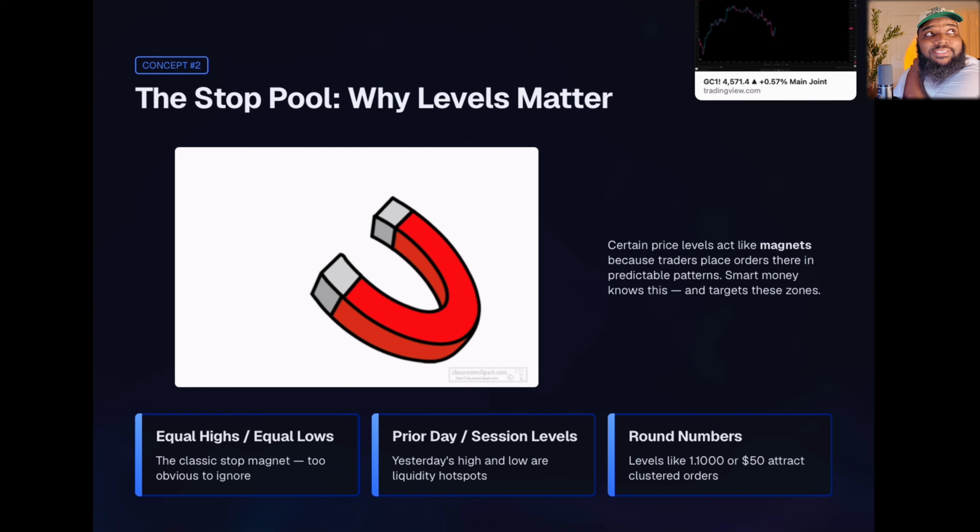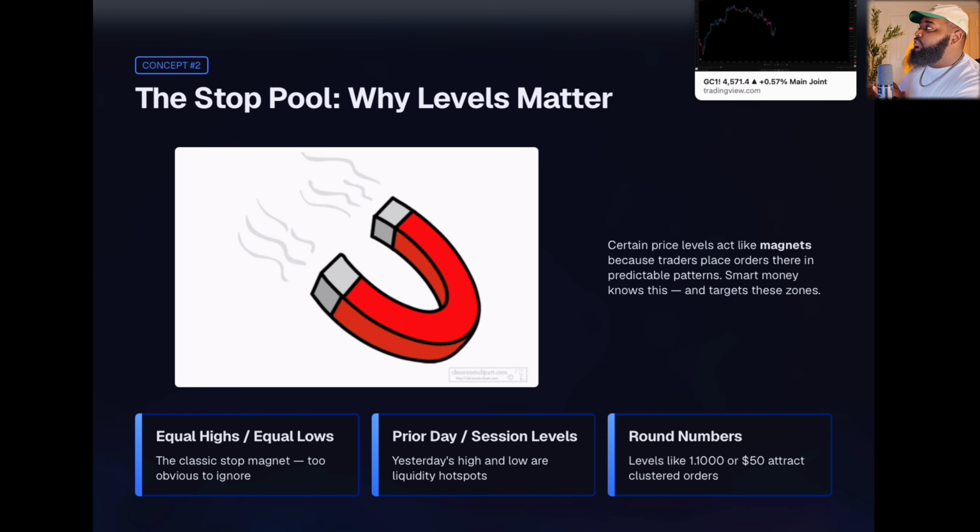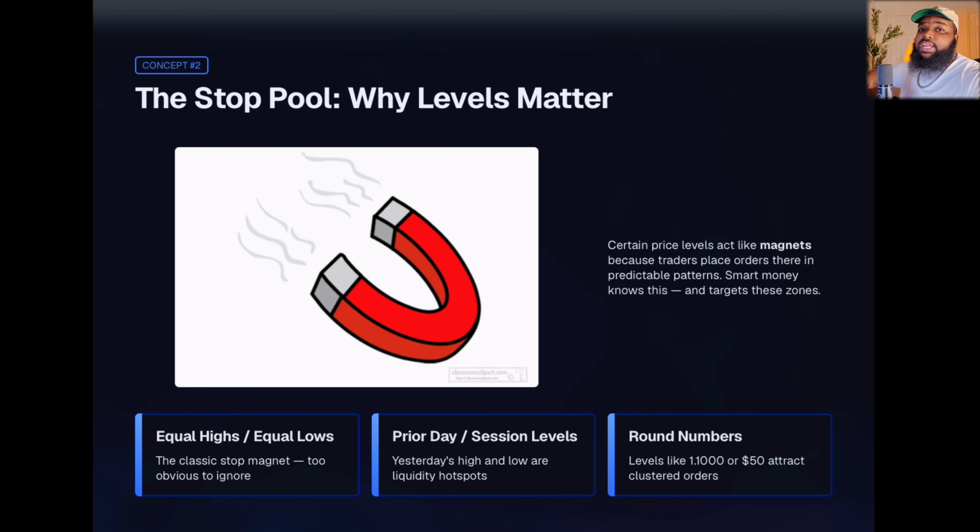So I'm probably going to attach a PDF doc just so you guys can see the different variations of liquidity grabs, because it's not just support and resistance, it's not just trend lines. It's really a lot of other things that most retail traders do that are retail strategies. So you have, like I said, the equal high, equal low, prior day session, all that stuff.